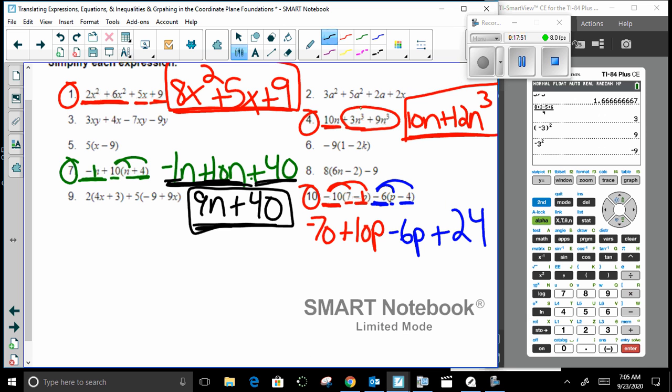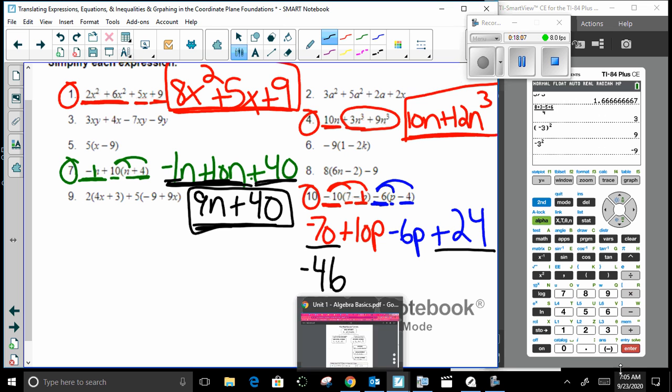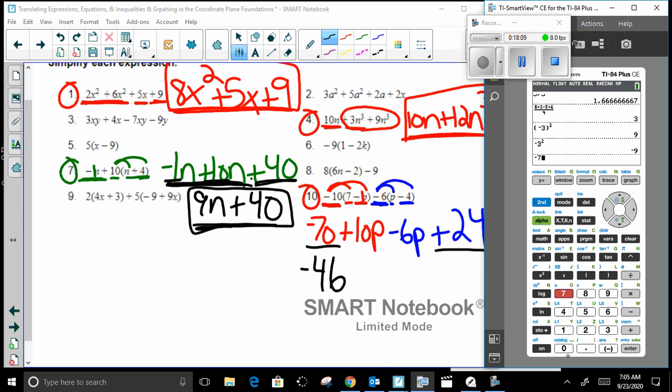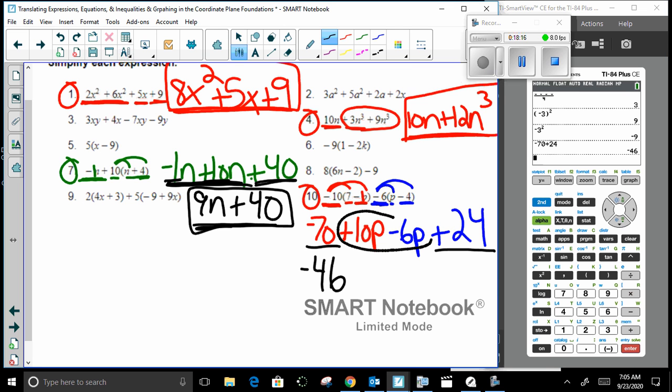Now always check. I got rid of parentheses. Do I have any more like terms? Negative 70 goes with my plus 24. So what would that be? Negative 46? Then always check yourself on a calculator. Negative 70 plus 24, check. And then I have positive 10p minus 6p. 10 minus 6 is positive 4, and leave the like term at the end. And I'm done. There's no more like terms.